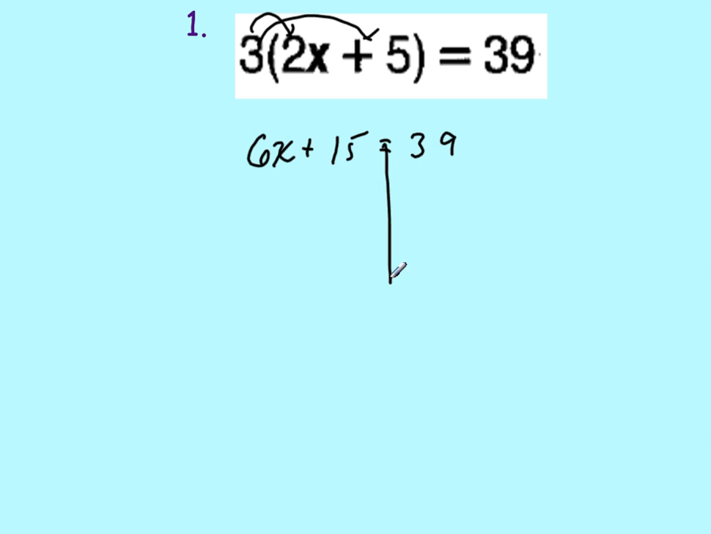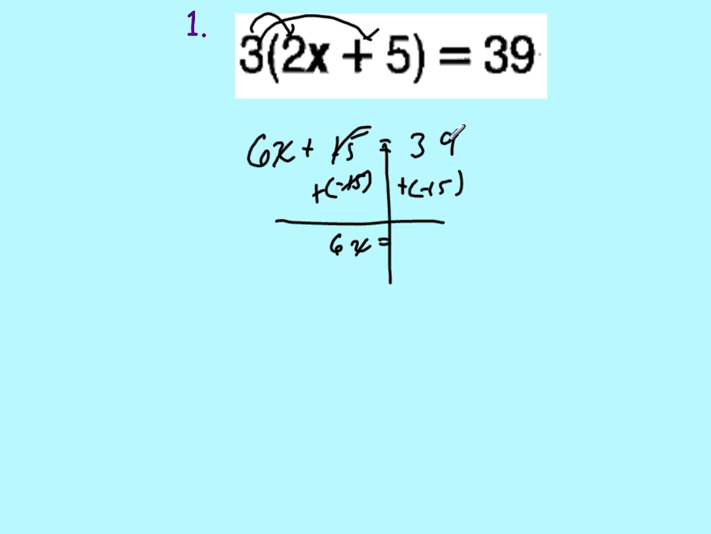Now it's just a 2-step equation that we've always been doing here. So we're going to get rid of 15 by adding negative 15. Remember, we don't use subtraction anymore. Okay. This term is going to cancel out. And we're going to be left with 6x. And then we do 39 plus negative 15. That's a different sign difference, so we got to subtract those two.